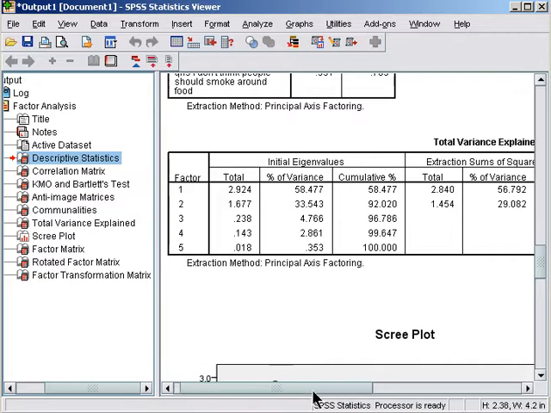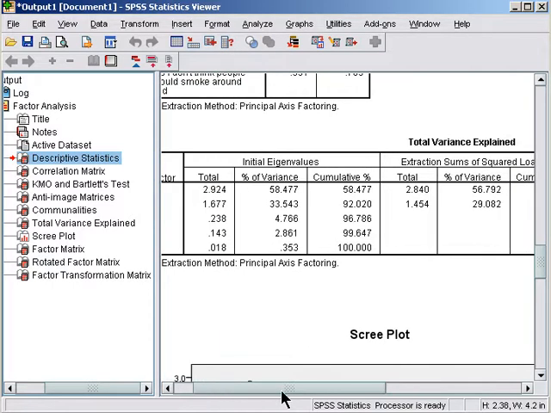Total variance explained. We have the factors down here and the eigenvalues in this column. The total of the eigenvalues will equal the number of items. And the eigenvalues indicate the amount of variance explained by each of the factors, and this is expressed in these columns of percentages. So the first factor explains 58% of the variance, second factor 33.5%. Together, those two factors explain 92% of the variance.